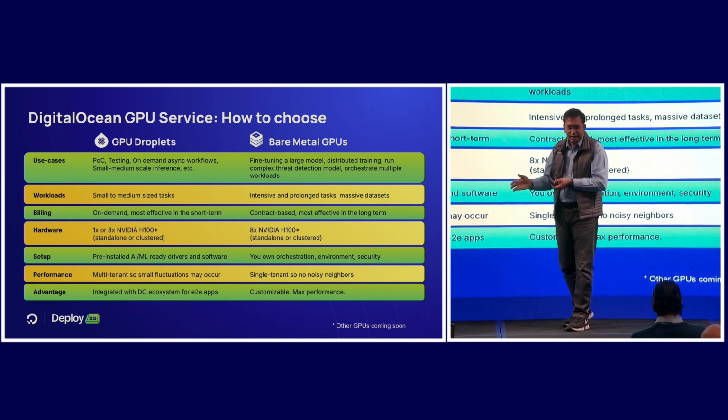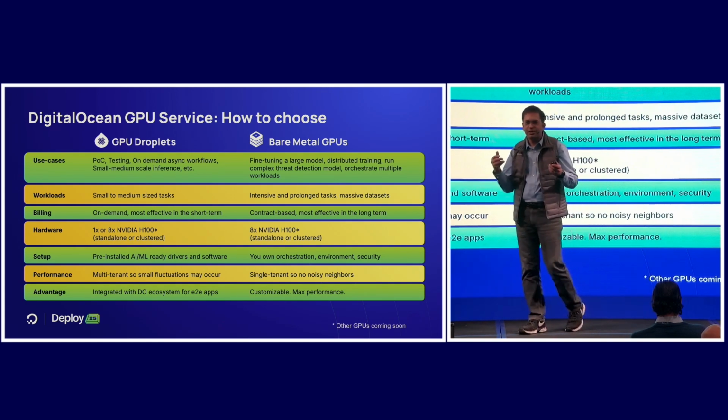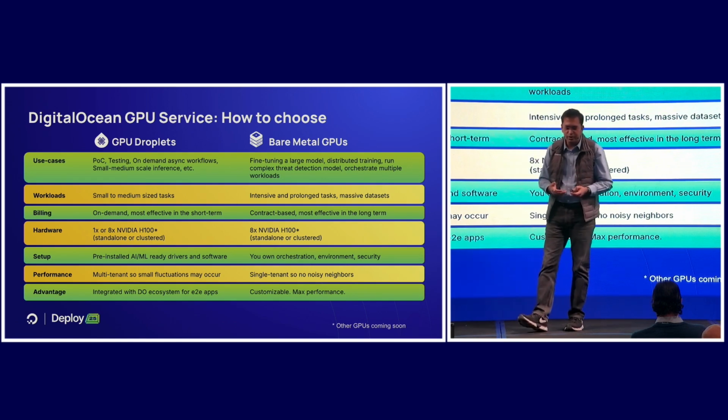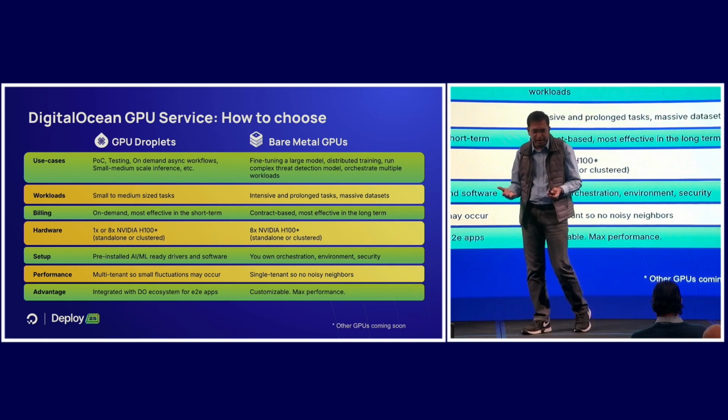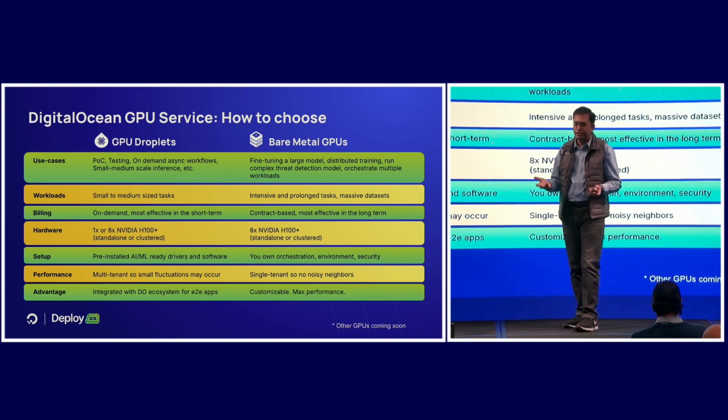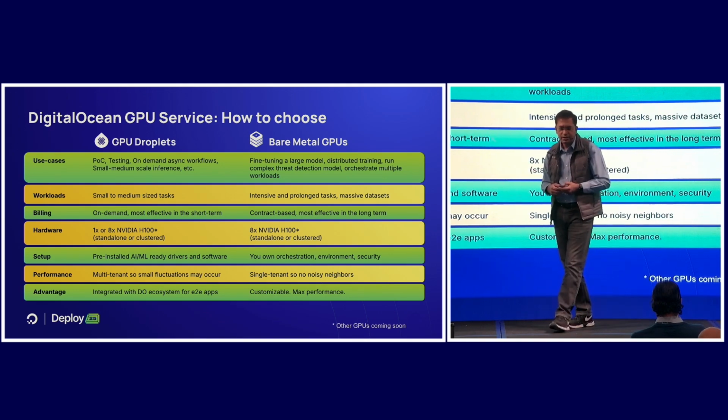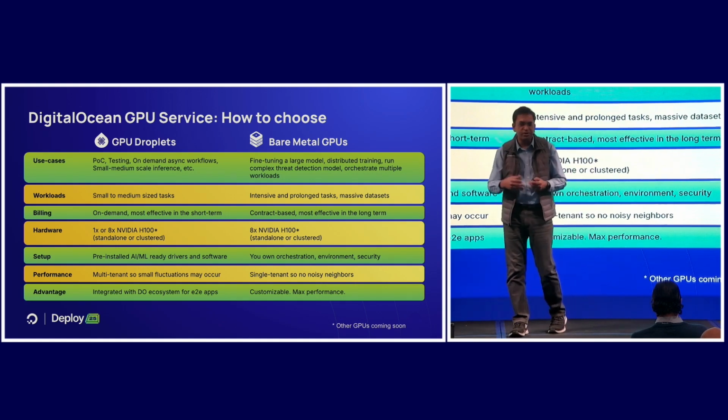On the side of bare metal, you are going to look at some things which are very, very powerful. You can configure them the way you want. So some of the workloads that you can run are like some fine-tuning of a large language model. You can do distributed training. You can run some very complex threat detection for your network. Or you can orchestrate multiple workloads.